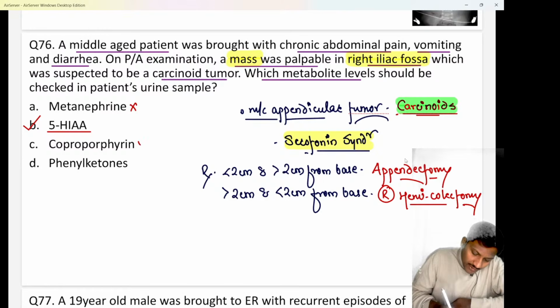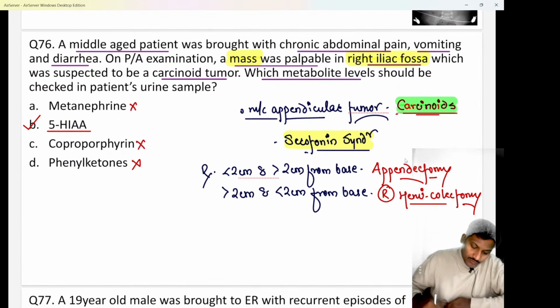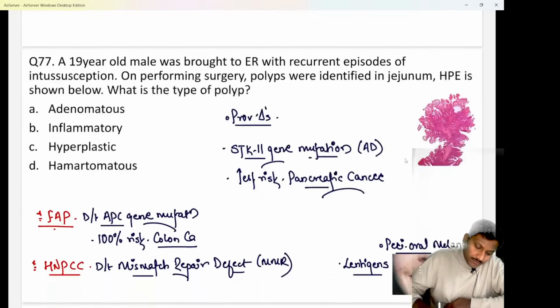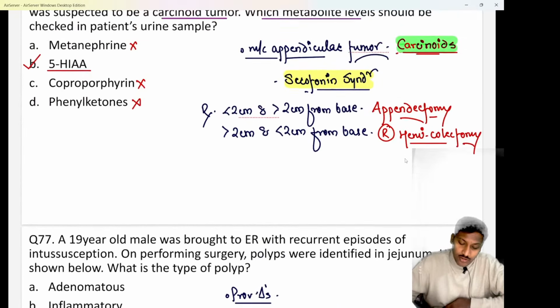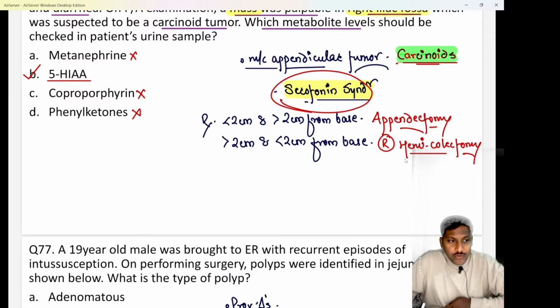Secondly, copper porphyrin levels in urine you check for cases of lead poisoning. And phenylketones, so all of you are quite aware, phenylketonuria is the condition where you check the phenylketone levels in urine of the patient. Clear? So do remember this. And drug of choice for serotonin syndrome is cyproheptadine. That was a recent NEPG question.